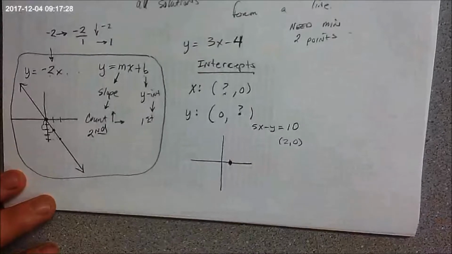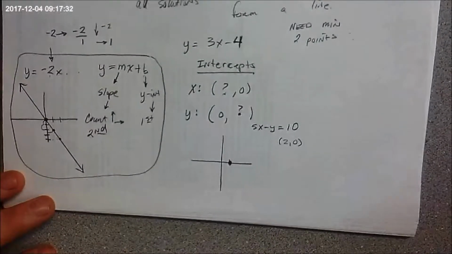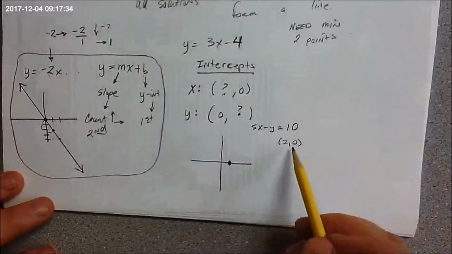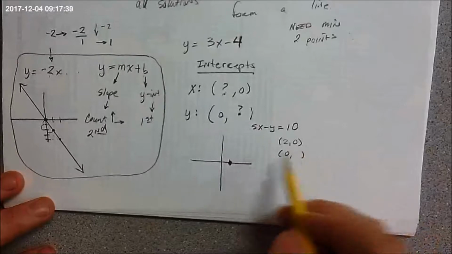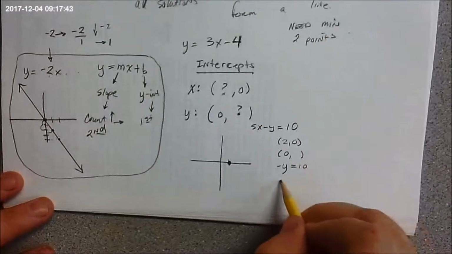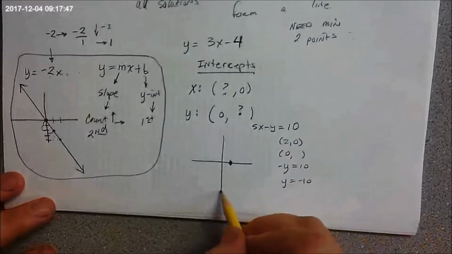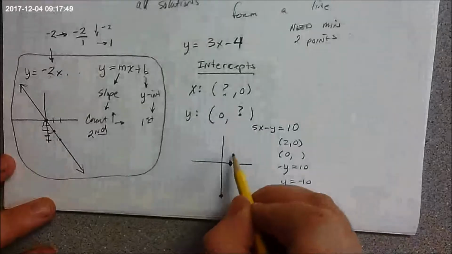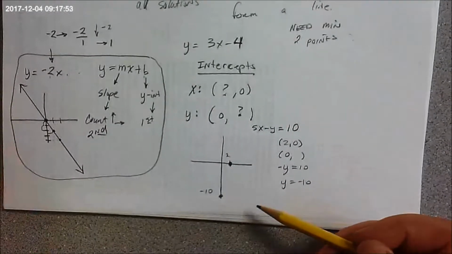Yeah? Alyssa, we're good? So Alyssa, for the y-intercept, we have to be a little careful right here. I got to put a 0 for x, and what I end up with is negative y equals 10. That means y equals negative 10. So that's going to be way down here somewhere. So this would be 2, and this would be negative 10 for y. But that's 2 points, and that's what we need. We need at least 2 points.